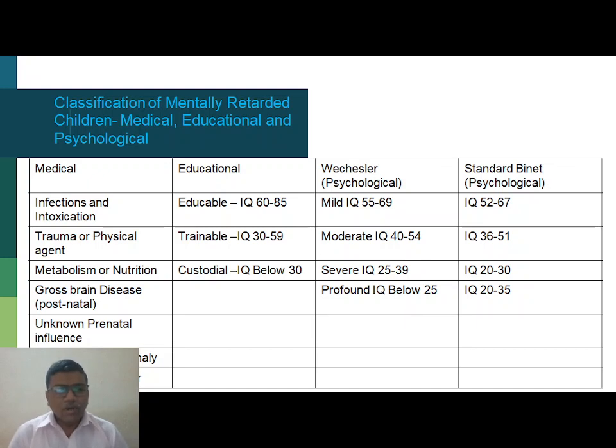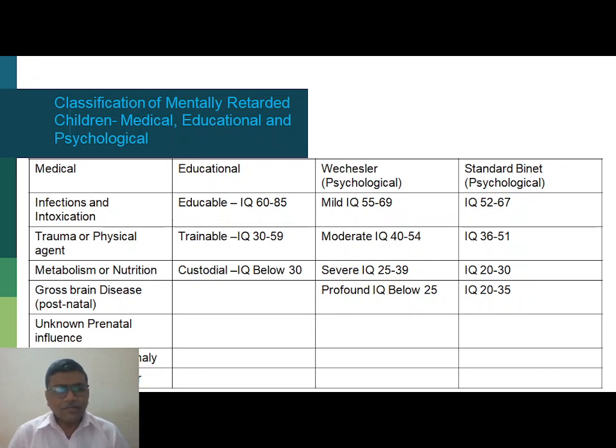Second one, trauma or physical agent. In the educational aspect, it is called trainable. IQ is 30 to 59. Whereas in Wechsler psychological categories, it is moderate, IQ is 40 to 54. In the Stanford-Binet psychological aspect, it is IQ between 36 to 51.